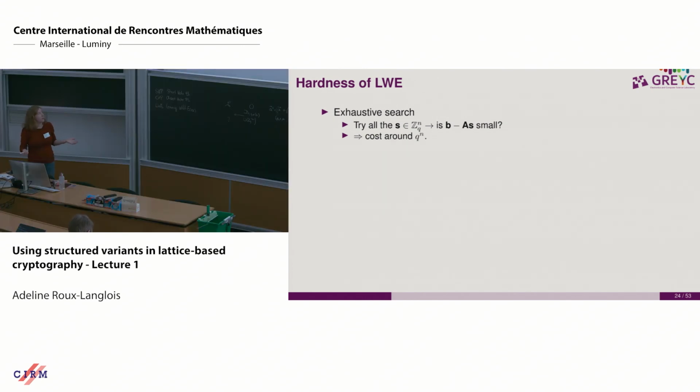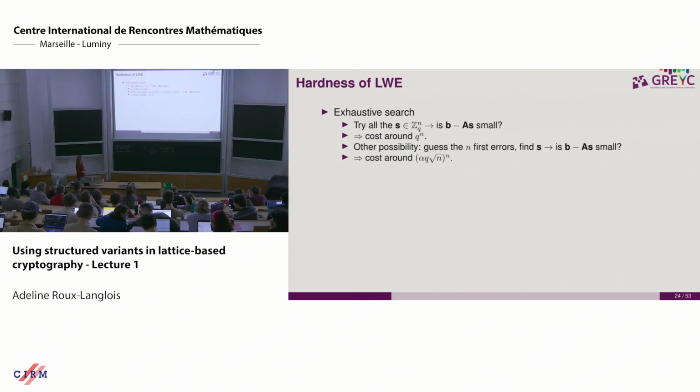The first idea you can have is to say, okay, I will try all the possibilities. I try all the secrets, and if b minus a times the secret is small, then I probably found the secret. So there is only one solution. The cost is around q to the n.